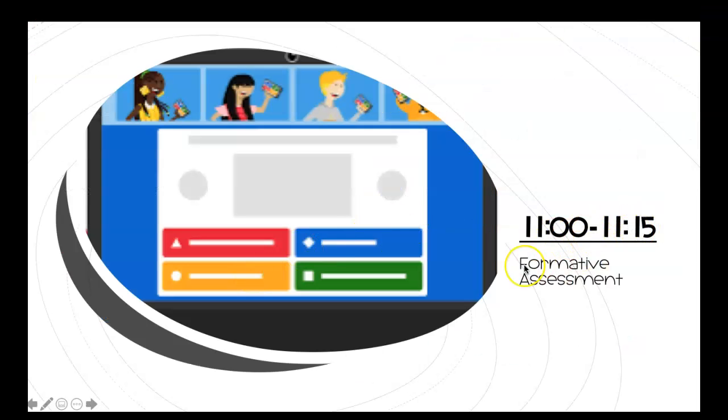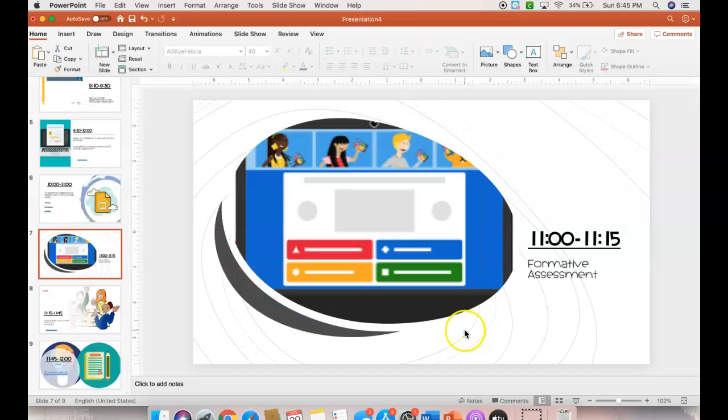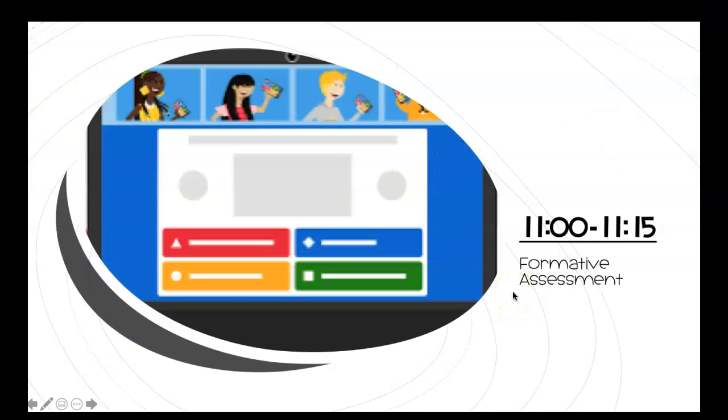Then from 11 to 11:15, we'll be doing a formative assessment. This formative assessment will be on Kahoot. Teachers will be on their devices, and I will have Kahoot up on my board, and we will be going through and answering some questions, and I'll be able to gauge what teachers are understanding and what they're not understanding based on the data.